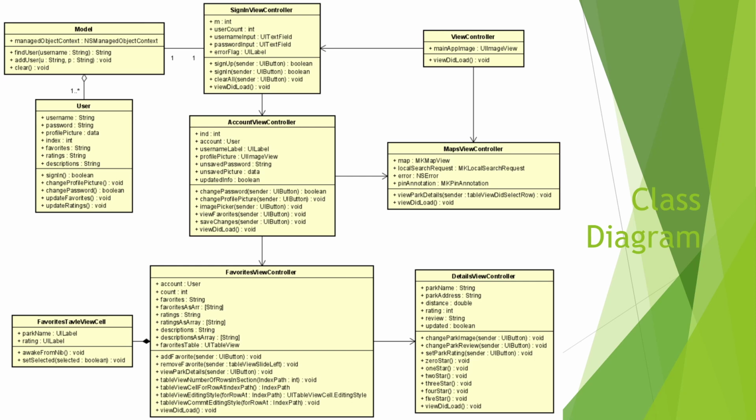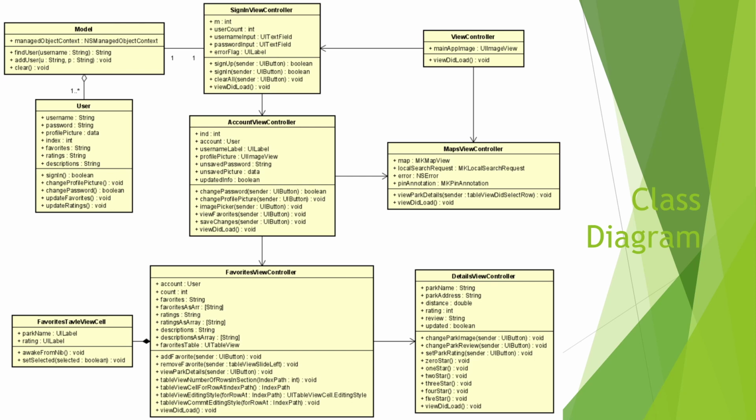After signing in, the user is segued to the account view controller. Here they view their account information and they are able to make changes to their profile picture and password. After making changes, a Save Changes button appears at the bottom of the screen that allows the user to save any updates. There is a button to load the favorite parks of the user, which segues the user to the favorites view controller, and there is also another button to again segue the user to the map view controller directly from their account's view controller.